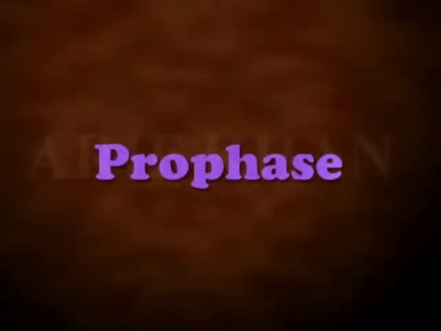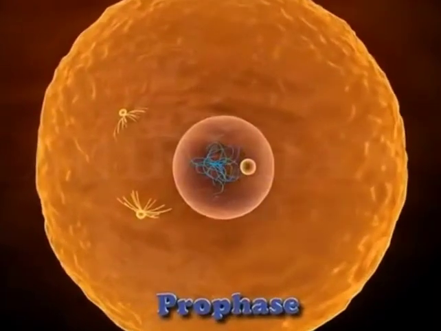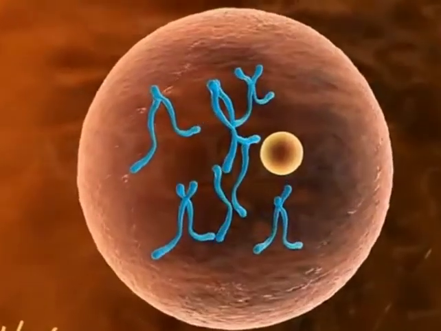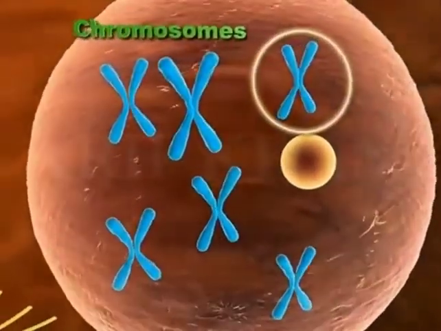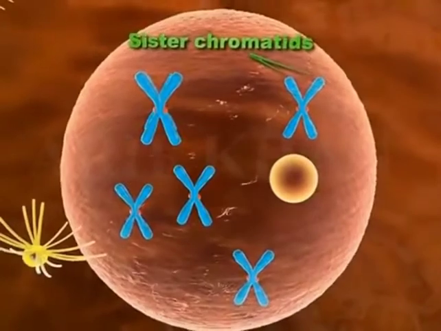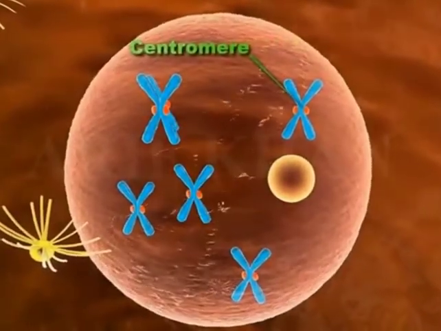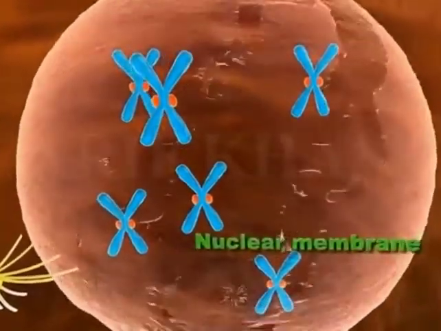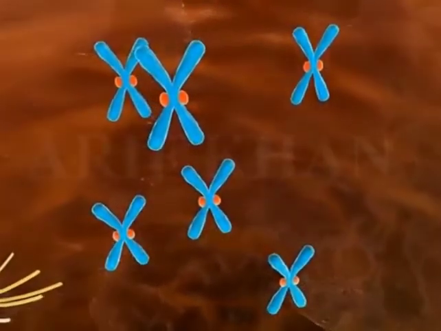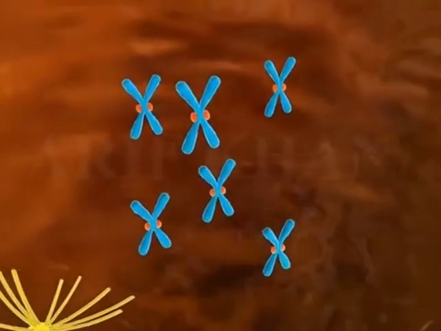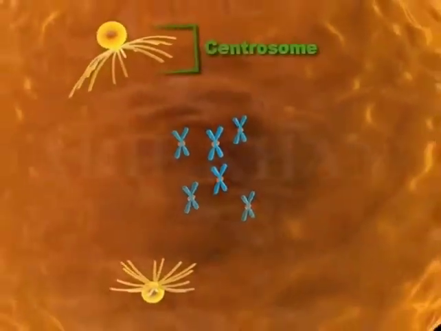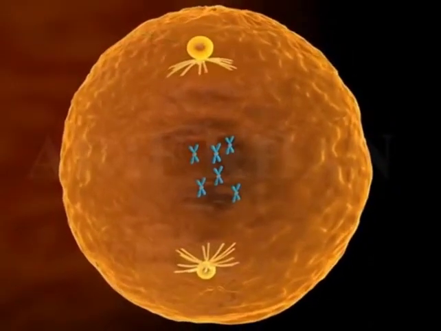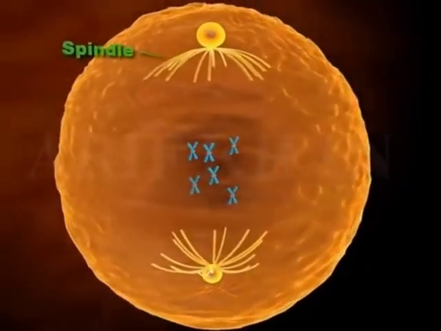Then what happens in our prophase? During prophase, the chromatin condenses and becomes short and thick to form chromosomes. Each chromosome has two sister chromatids joined together at the centromere. The nucleolus disappears and the nuclear membrane starts to break down. The centrosomes, each with a pair of centrioles, move apart to the opposite poles, forming a spindle between them.